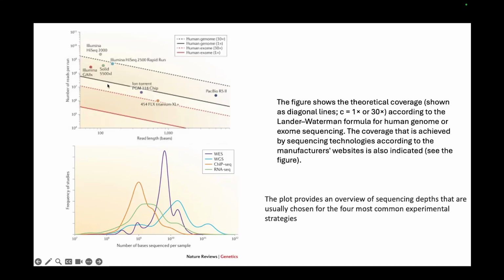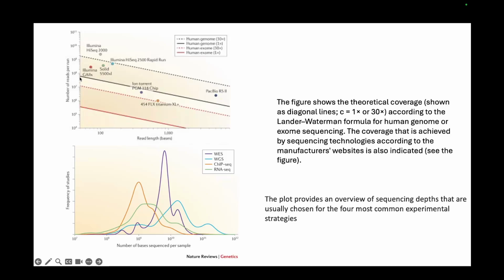So it is a black line, you see. This is basically human genome at 1x coverage. So basically, this is giving you a number of reads, and this is the read length. So y-axis is your number of reads, and x-axis is your read length. So if you see, this is the 1x line. Basically, if you sequence each of the base pairs of the nucleotides at least one time, this is the line that is showing that.